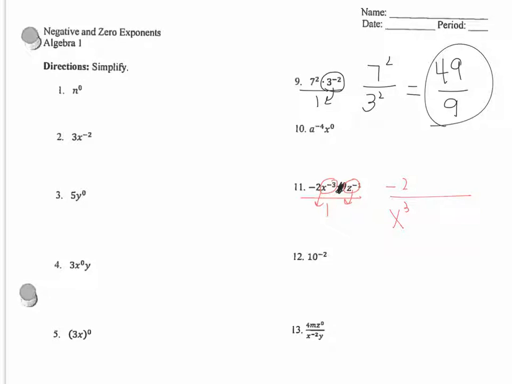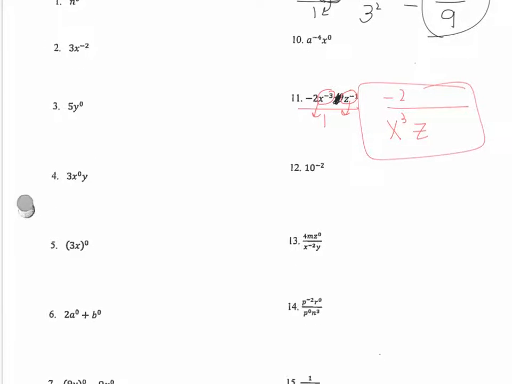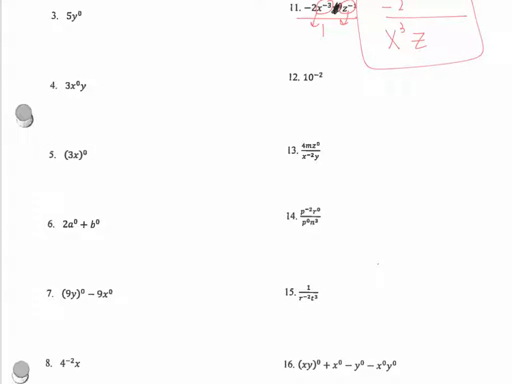Y, I think that's an exponent of 1. And that's not even a y. Ha! That's a z. Z, exponent of 1. I don't need that 1. I'm going to erase it. I'm done. Let's keep going. Let's look at number 4. What's my final answer? X to the 0 goes away and equals 1. I'm left with 3y.